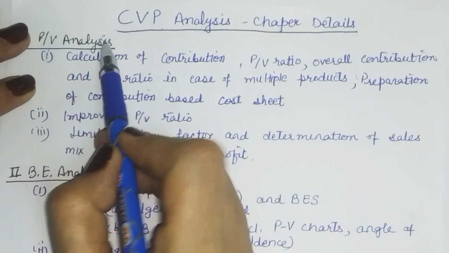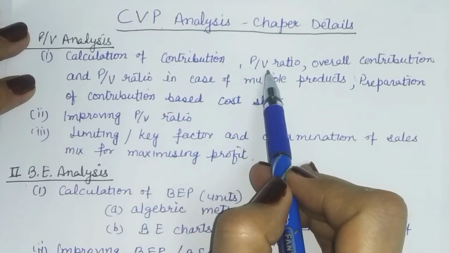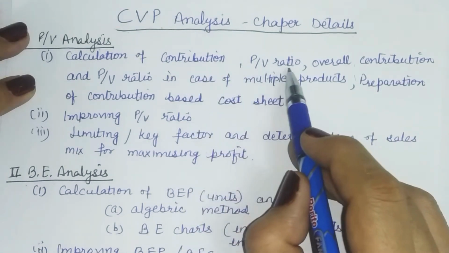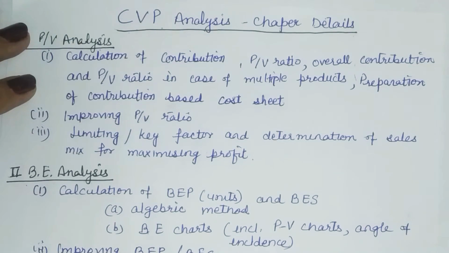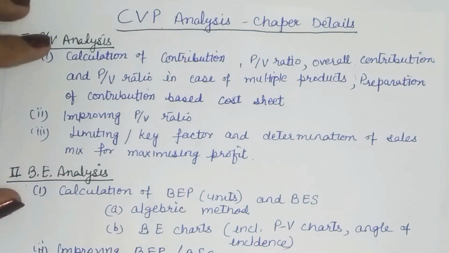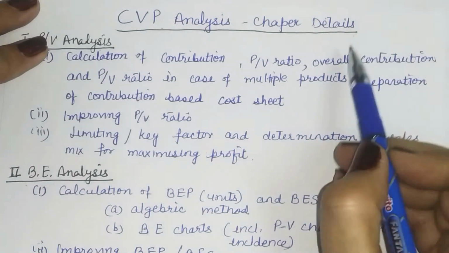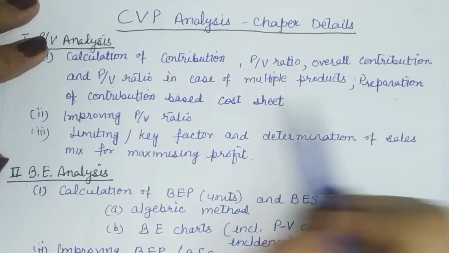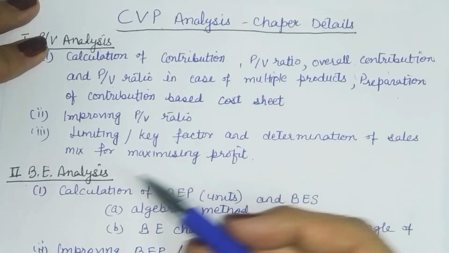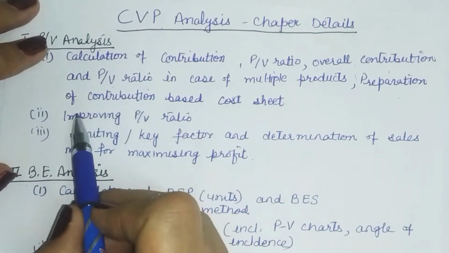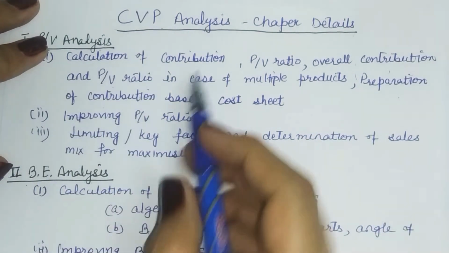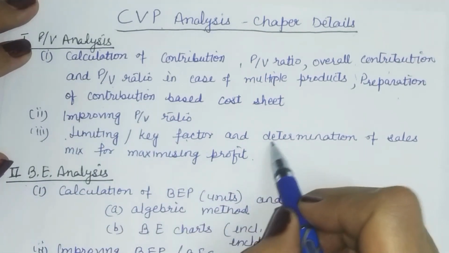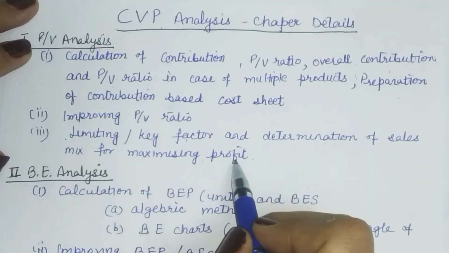In PV analysis, we'll be calculating contribution and PV ratio, which is also called contribution margin ratio. These ratios will be determined for individual products as well as for the company overall, assuming multiple products are there. So we'll be calculating overall contribution and overall profit volume ratio. Then preparation of a contribution based cost sheet depending upon changes in the variables. Then how to improve PV ratio. Third is a very important application of PV analysis, which is limiting or key factor and determination of sales mix for maximizing the profit.